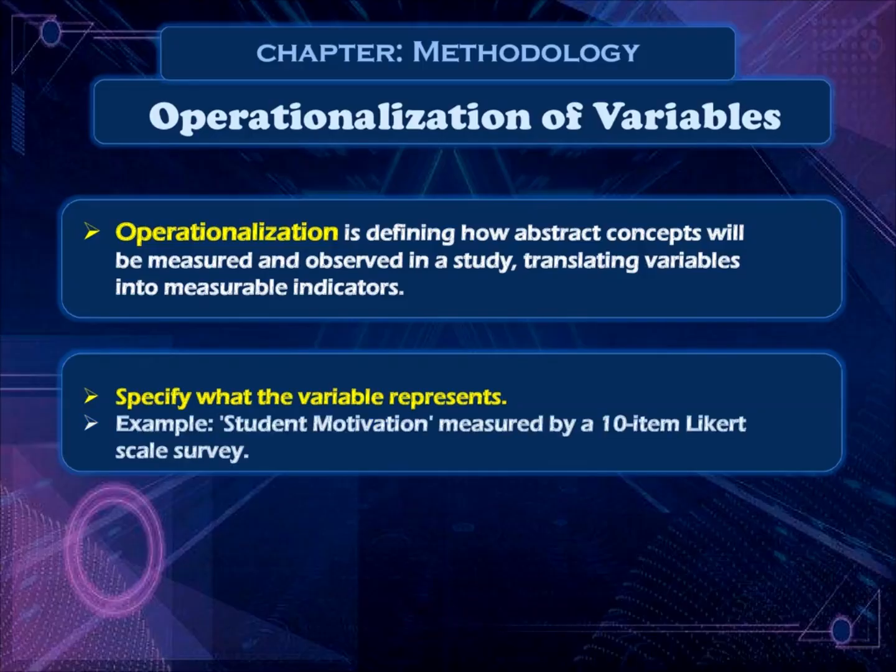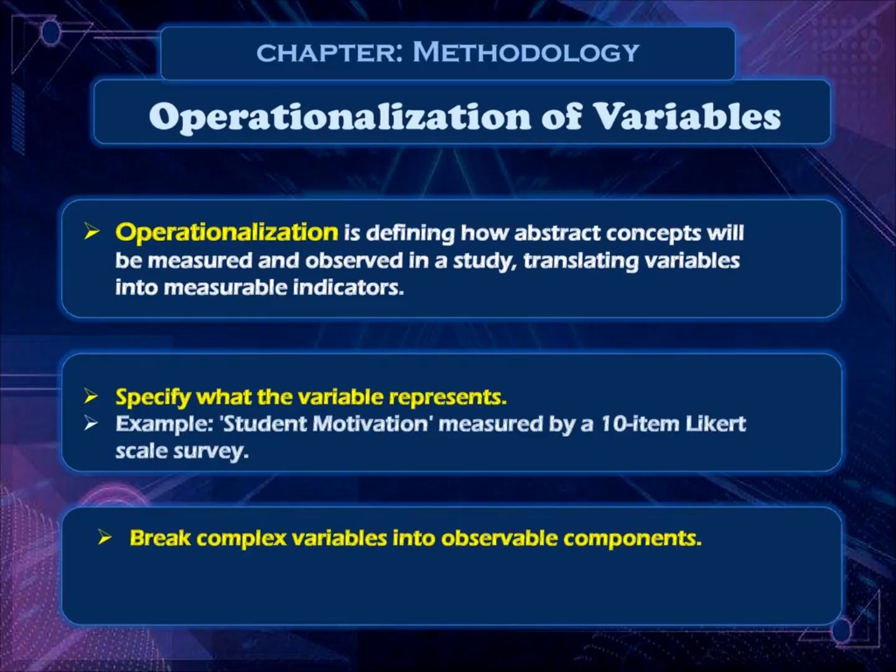Example, student motivation measured by a 10-item Likert scale survey. Likert is the person who came up with a scale of 1, 2, 3, 4, 5. You give a rank, you give a number. In this case, what will you do? You rank this into 1, 2, 3, 4, 5. He says, okay, I am very happy, number 5. I agree to this, number 2. Something like that.